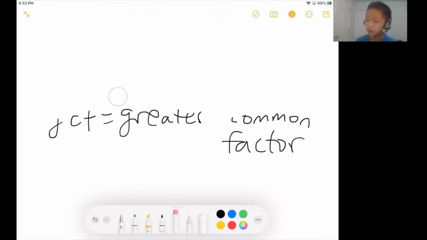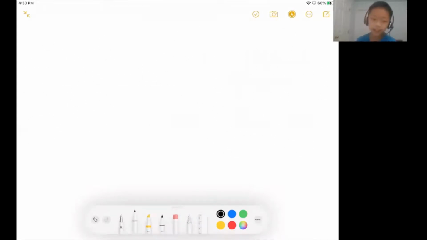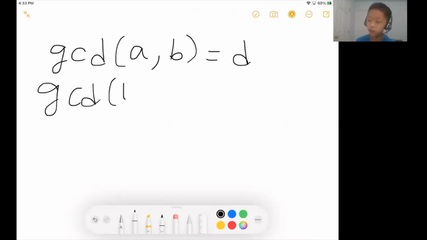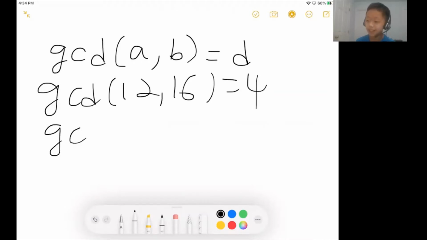Okay, so let's see. In mathematical terms, you often write greatest common divisor as GCD. The GCD of A and B means the greatest common divisor of A and B. Again, as with the example, it's basically the largest positive integer D such that D is a factor of A and D is a factor of B. As we just saw, GCD of 12 and 16 is 4. And GCD of, say, 10 and 20 is going to be 10.